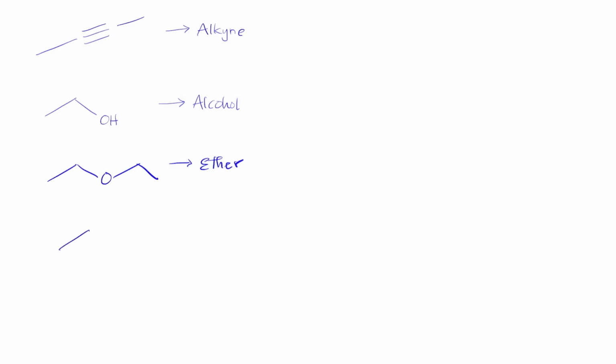If you have a structure where you see a triple bond, this here is an alkyne. Wherever you see a triple bond, it's an alkyne. Next, if you see a structure with an OH group, this represents an alcohol. Next, if you see two structures connected by oxygen, this is an ether. The same structure with SH in place of OH is called a thiol. If you have S in place of O, connected by two chains, this is called a sulfide.